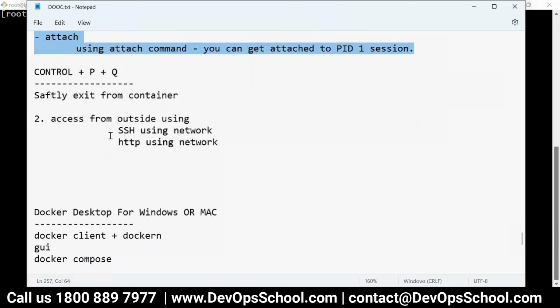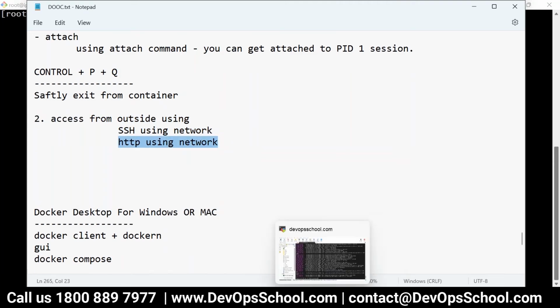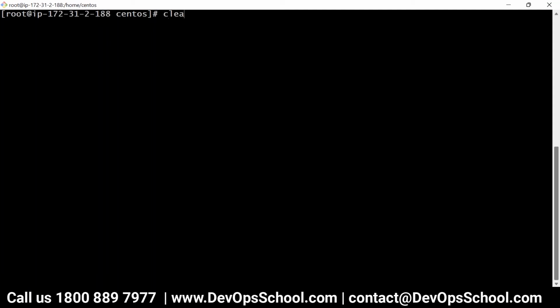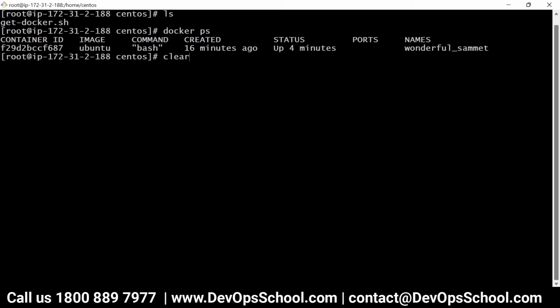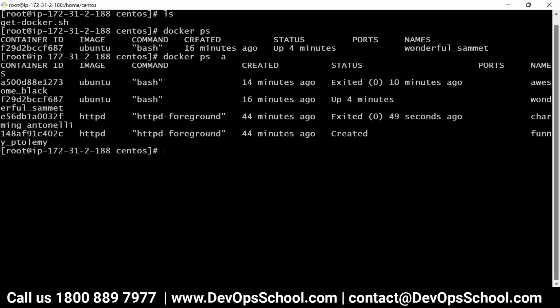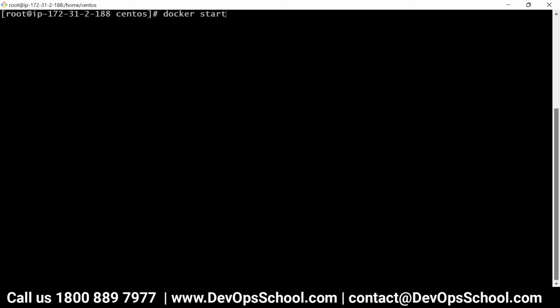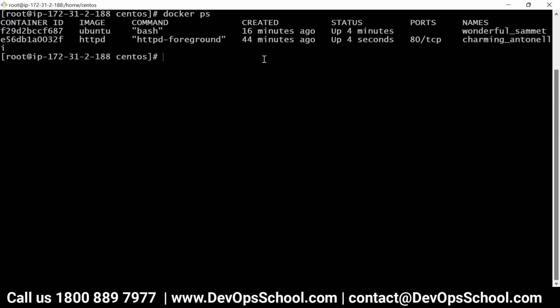Now the next question is, how can I access the container from outside? Guys, look at my screen here. This is a very important session for all of you. There's a container running. I want the Apache container to be running, because that's a website. So this is the container I want to run. Docker start this container. Okay, now see here, the ps command shows all this. So I'm running this HTTPD container right now.